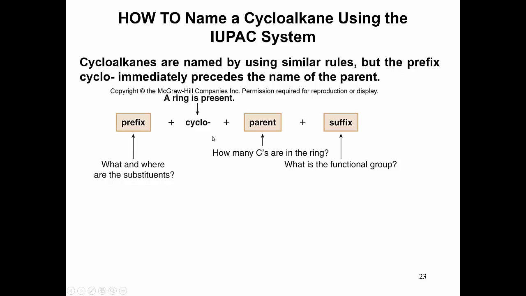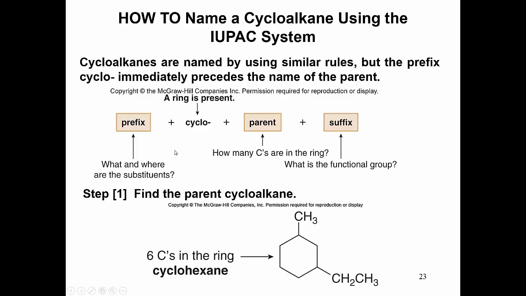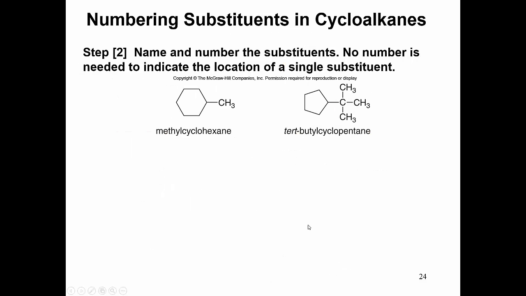Okay, how about cyclic systems? Well, the prefix is going to be cyclo in all these cases of cycloalkanes. And then the parent is going to be how many carbons are in the ring, and the suffix is the functional group. In this case, it's going to be alkane, so the suffix is going to be ane. So if we had a 5-carbon cycloalkane, it would be cyclopentane. And of course, if we have substituents, we'll take care of that in the prefix. Okay, find the parent cyclic alkane, and we have a cyclohexane, a 6-carbon cyclic structure, and we have an ethyl substituent and a methyl substituent. Let's see how we're going to put all this together.